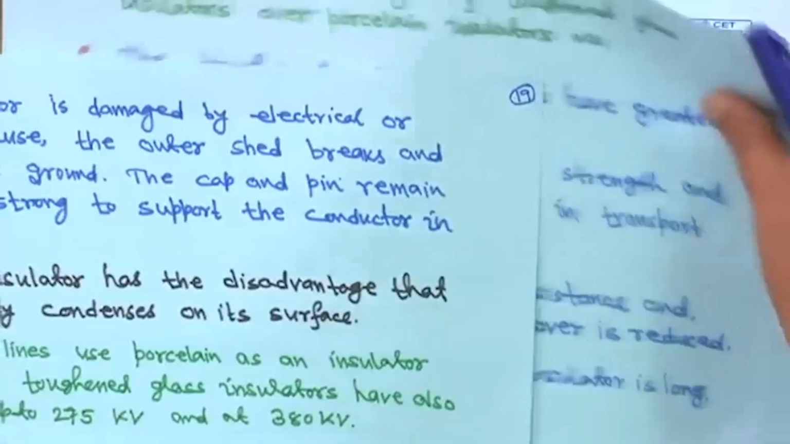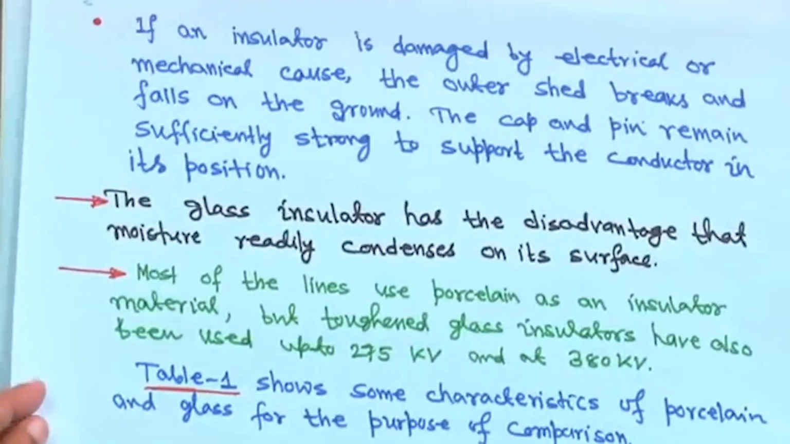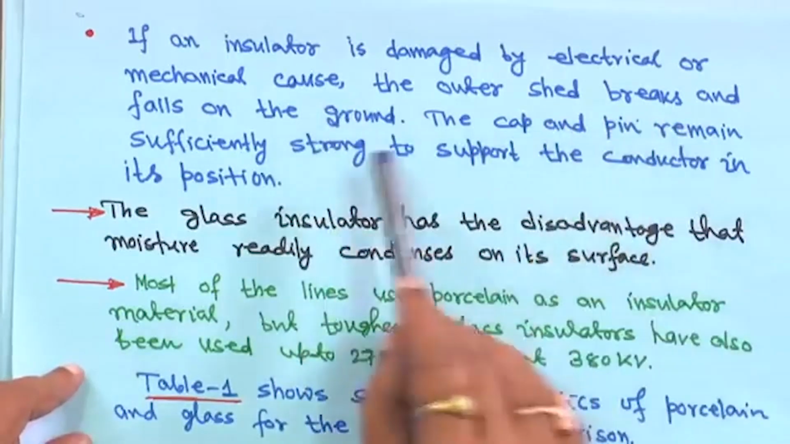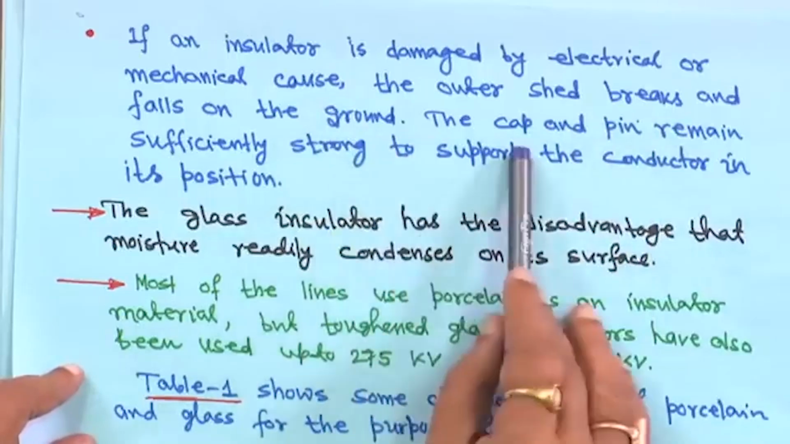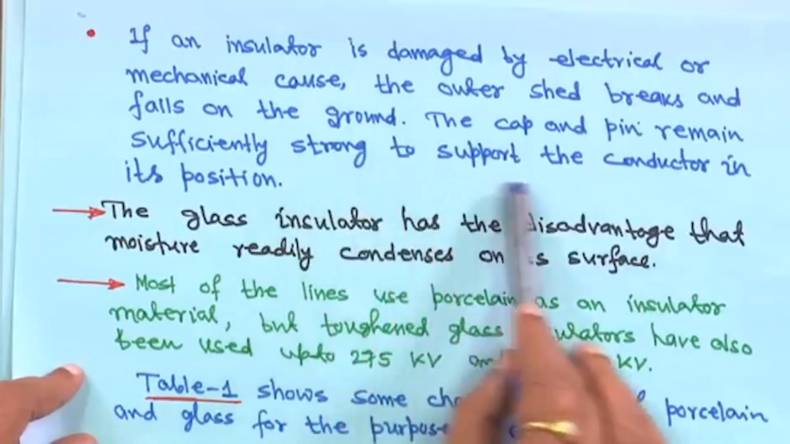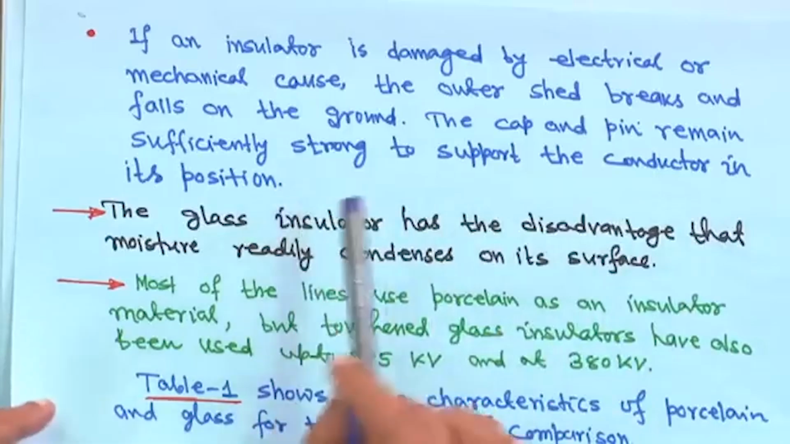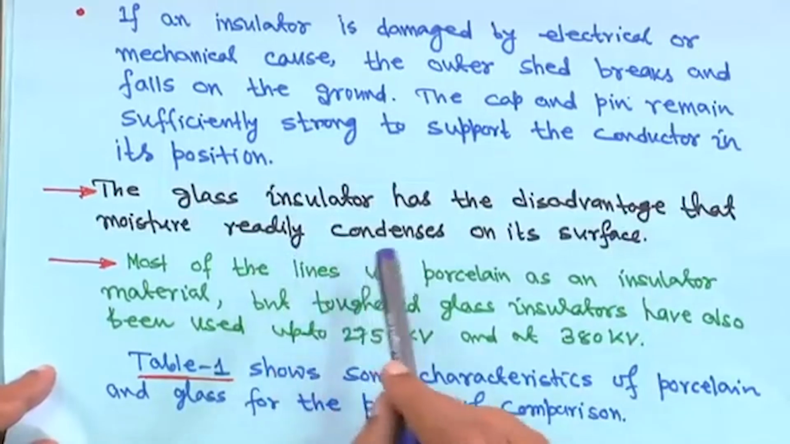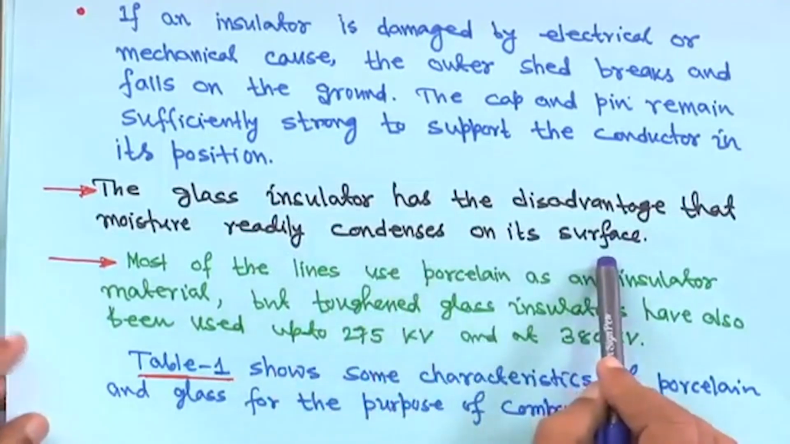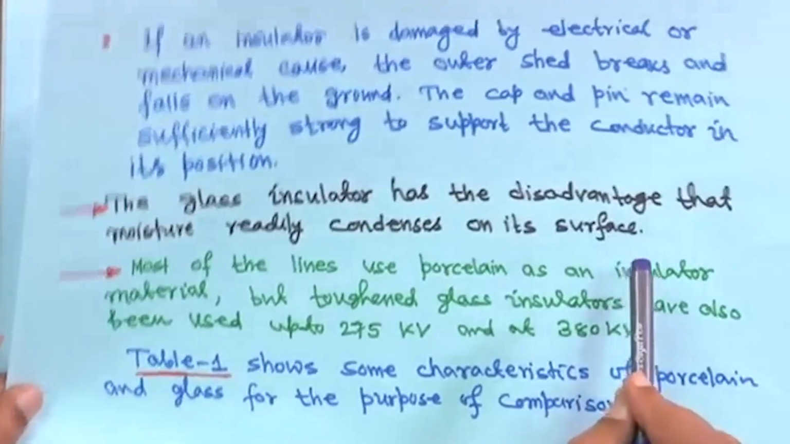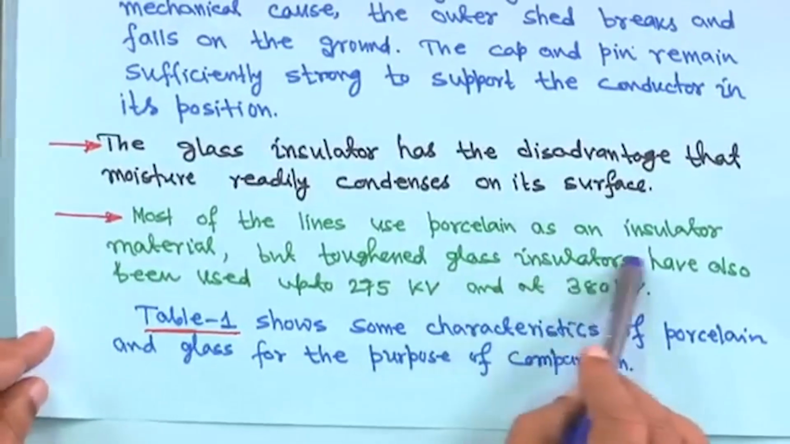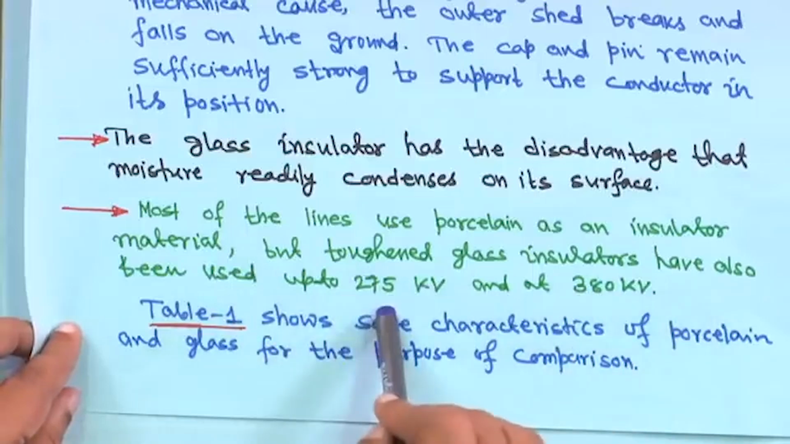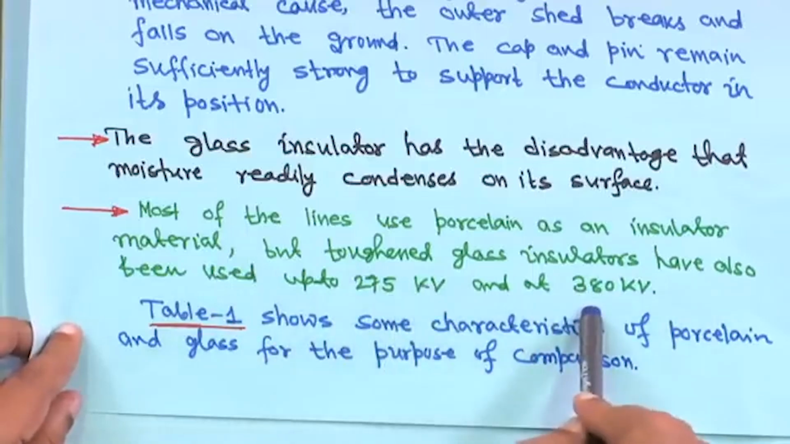Next, if an insulator is damaged by electrical or mechanical cause, the outer shell breaks and falls on the ground. The cap and pin remain sufficiently strong to support the conductor in its position. The glass insulator has the disadvantage that moisture readily condenses on its surface. This is a disadvantage. Most of the lines use porcelain as an insulating material, but toughened glass insulators have also been used up to 275 kV and at 380 kV.